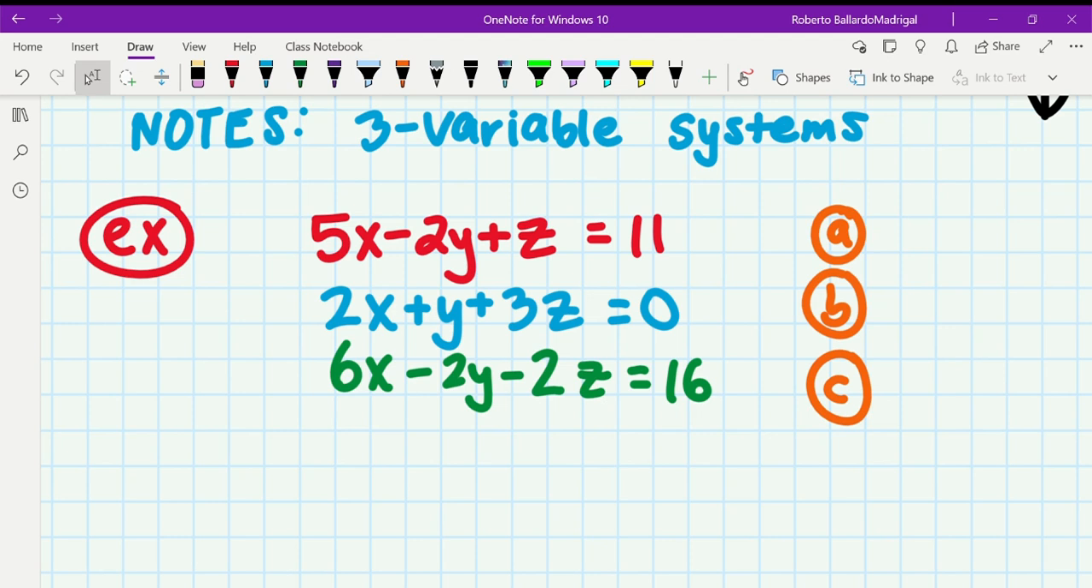you're going to title this 3 variable systems, and then I want you to write that example down that you see on the board. 5x minus 2y plus z equals 11. 2x plus y plus 3z equals 0, and 6x minus 2y minus 2z equals 16. All right, 3 variable systems are made up of 3 variables and 3 equations.